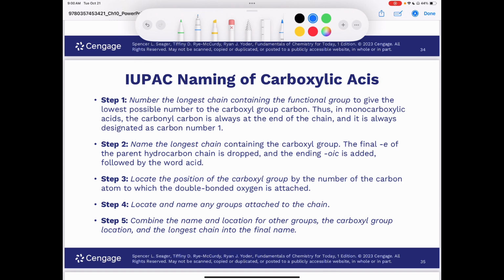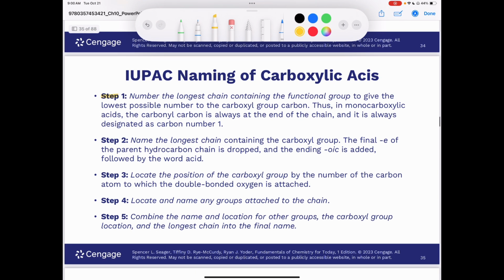So what's the IUPAC procedure for naming carboxylic acids? All right, so step one, we're going to find the longest chain that contains the functional group, which would be our carboxyl group. And the carboxyl group is going to be carbon number one if you only have one carboxyl group in your compound. Then we're going to name that longest chain containing the carboxyl group. The final E of the parent hydrocarbon is dropped, and we replace it with oic and then acid. So if you have butane, it becomes butanoic acid. If you have pentane, it becomes pentanoic acid, hexanoic acid, and so on and so forth.